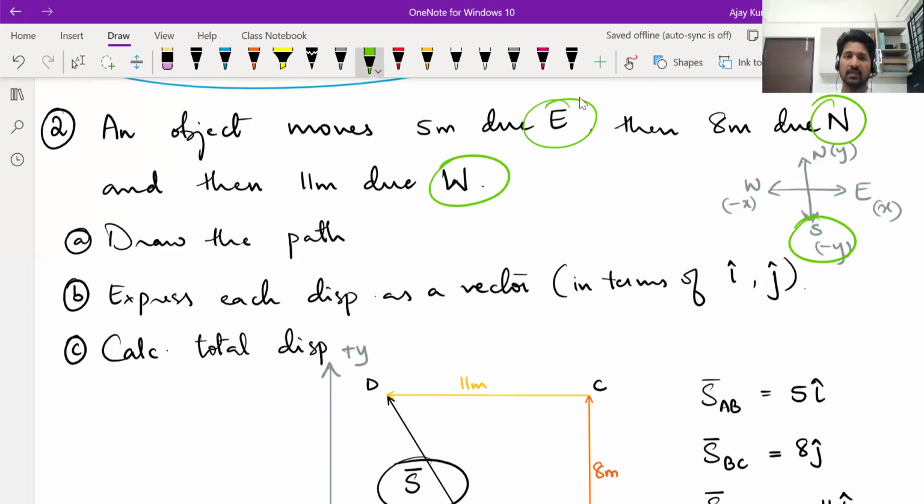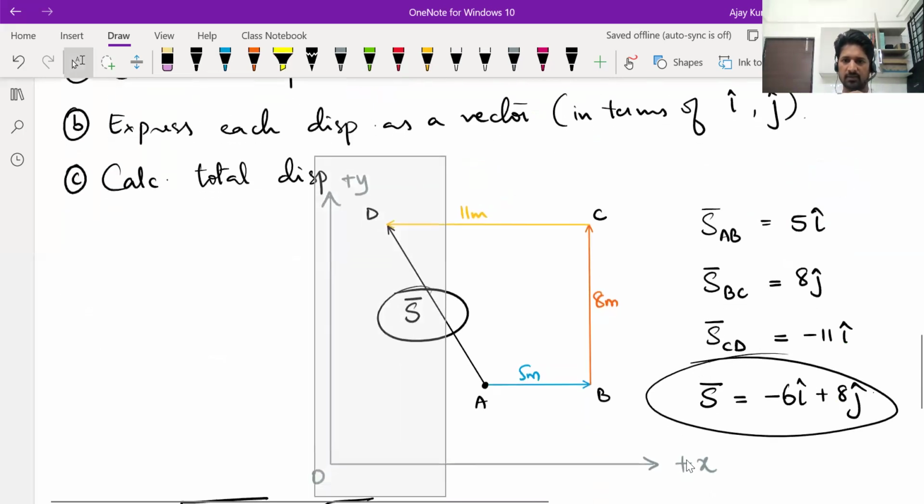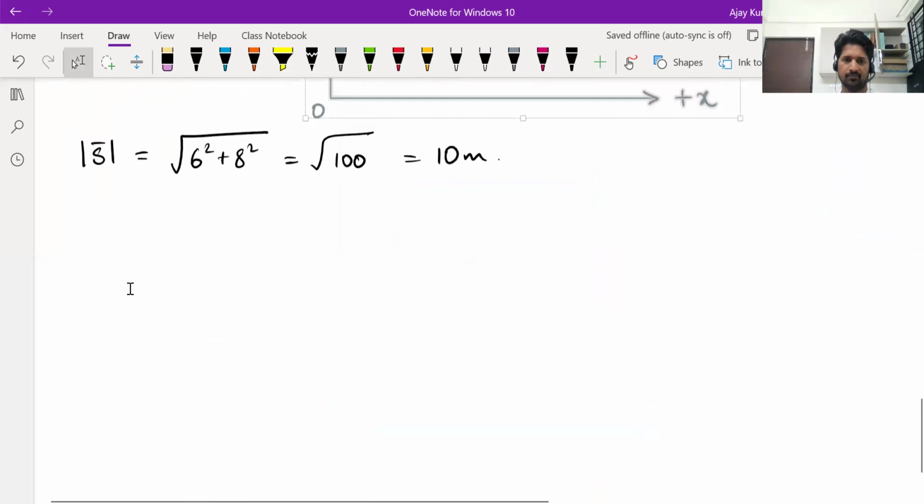If you observe, i cap, j cap is something we introduced for our convenience, to make the displacements mathematical and find out the resultant displacement. So these are tools that we used. But the final answer should be expressed in terms of how the question is expressed. So the task now is to express this final displacement vector in terms of north, east, west and south, not in terms of i cap, j cap. Let's see how to do that.